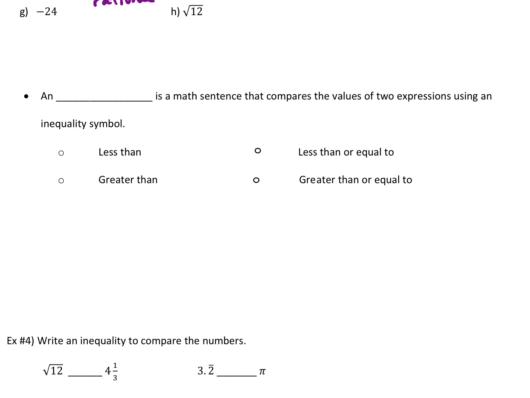Next point, an inequality is a math sentence that compares the values of two expressions using an inequality symbol. The less than symbol points to the left if you think of it as an arrow, right? Less than goes left. The greater than symbol goes to the right. What do you do when it's less than or equal to? Good job. Put the bar underneath, okay? Greater than or equal to, put the bar underneath.